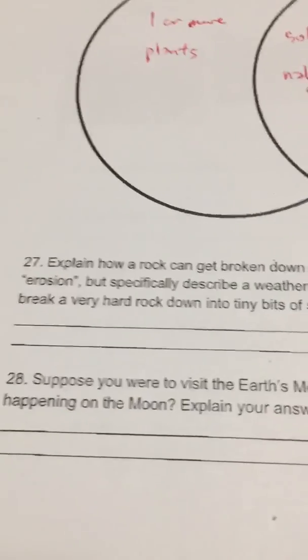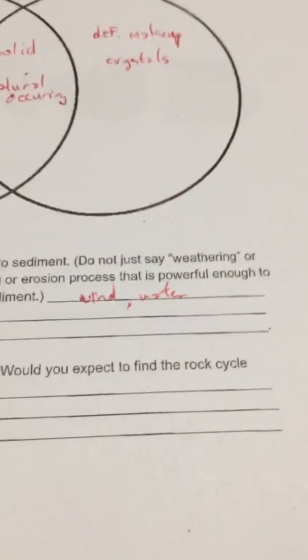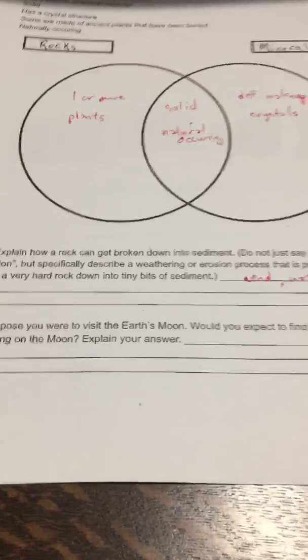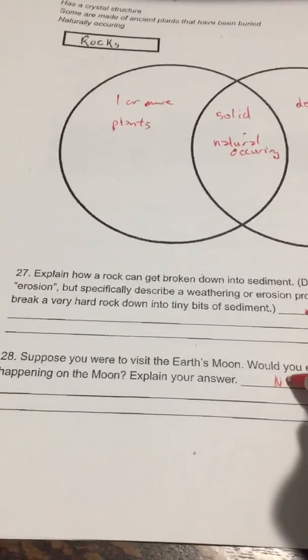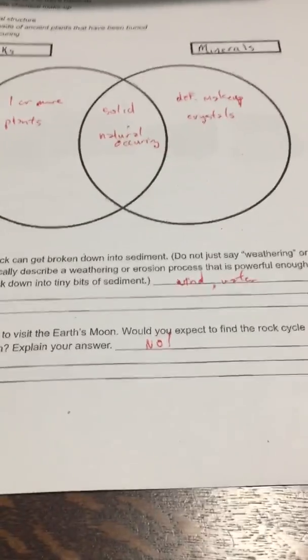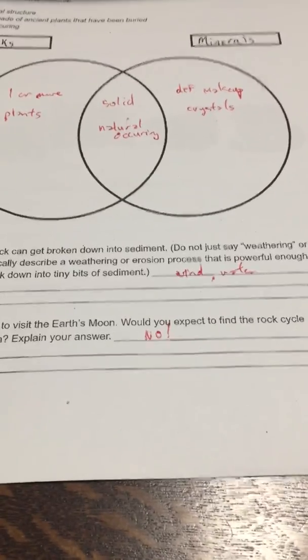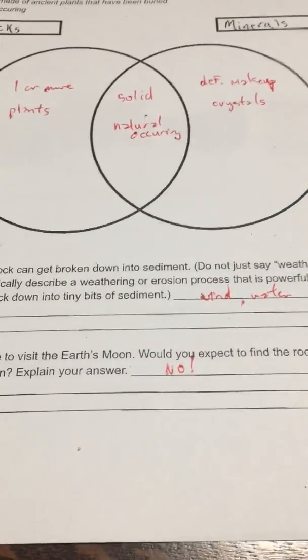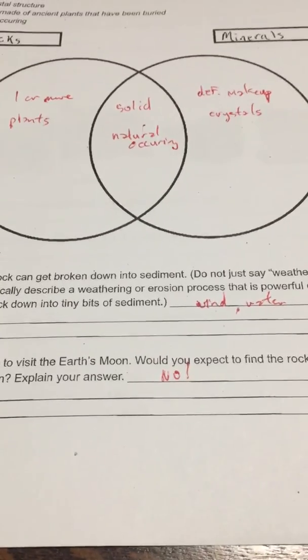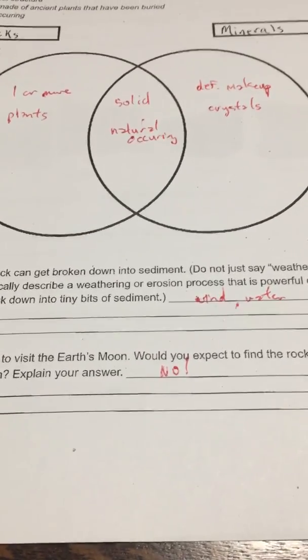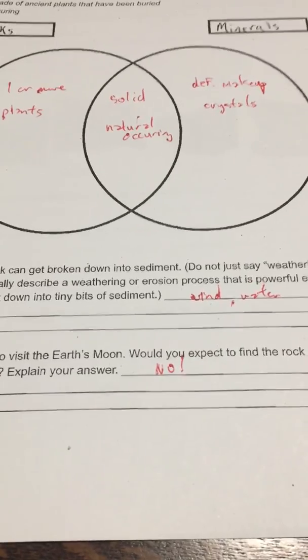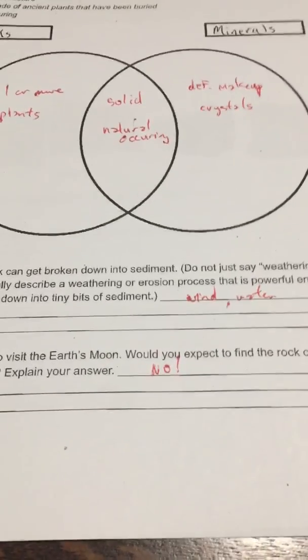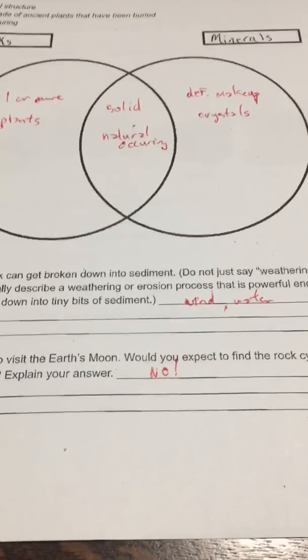Next question, suppose you were to visit the Earth's moon. Would you expect to find the rock cycle on the moon? Explain your answer. The answer is no. No rock cycle on the moon, mainly because the moon doesn't have any wind or water. There's no weather on the moon, no atmosphere, no liquid water that could wash over the surface and cause rocks to break down. There is, however, magma inside the moon.